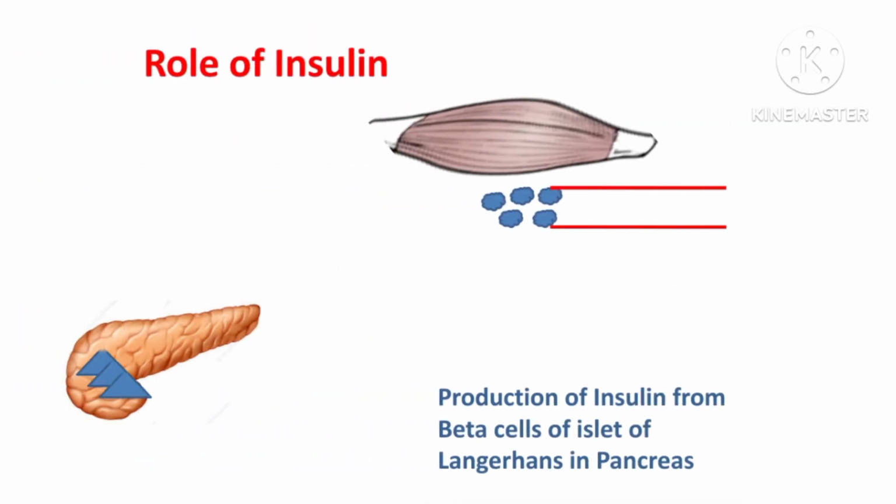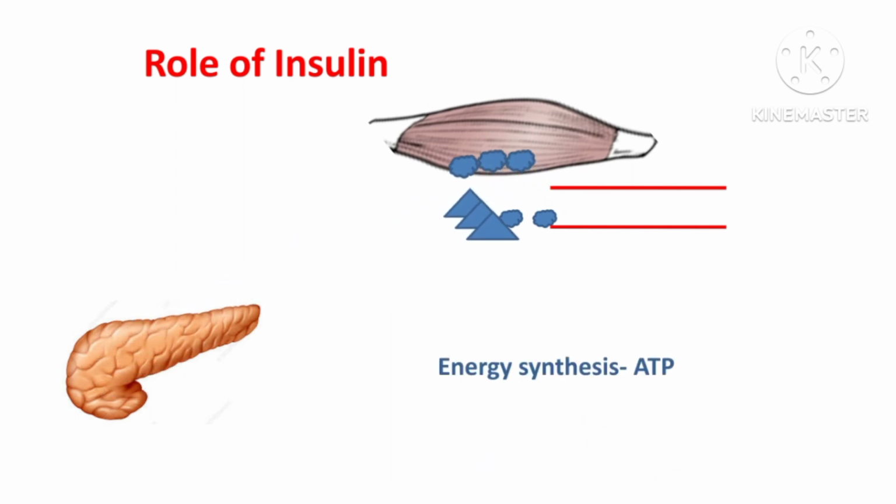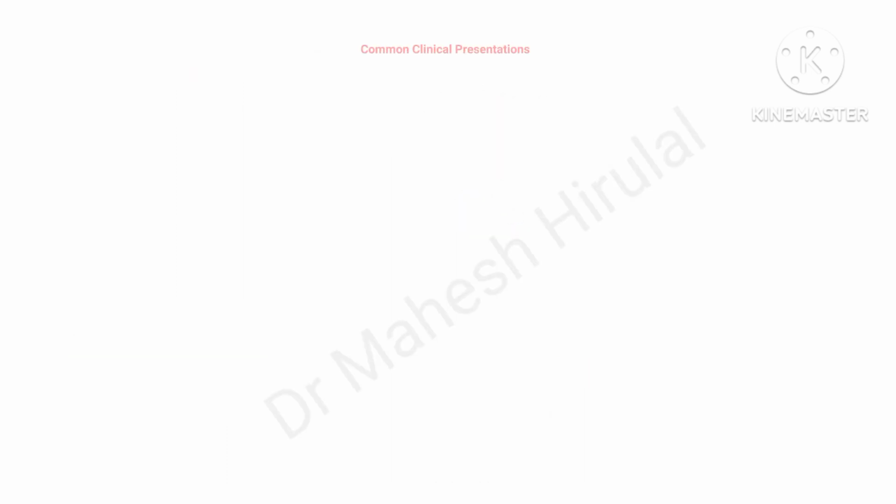Insulin is produced from beta cells of islets of Langerhans in the pancreas. It helps the tissues to absorb the glucose from the systemic circulation and utilize the glucose for the production of energy, that is the production of ATPs.